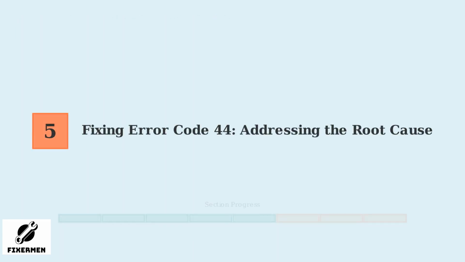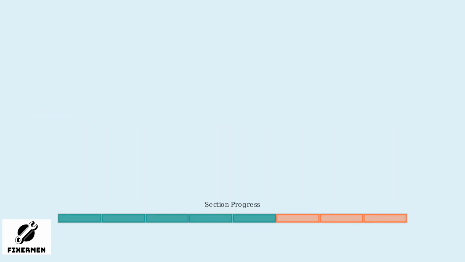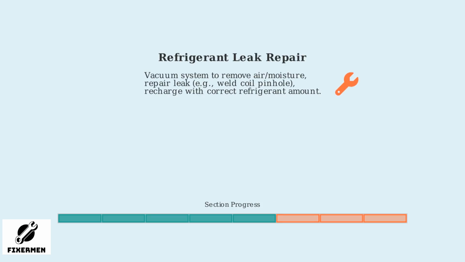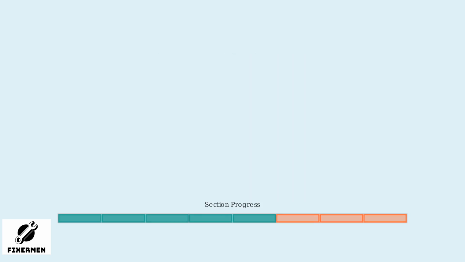Fixing Carrier error code 44 requires addressing the underlying cause identified during diagnosis. The repair process must be performed by a qualified HVAC technician to ensure safety and compliance. If a refrigerant leak is the cause, the system needs to be evacuated to remove air and moisture. The leak is repaired, such as welding a pinhole in a coil, and then the system is recharged with the correct amount of refrigerant.